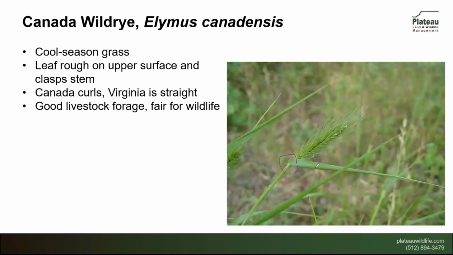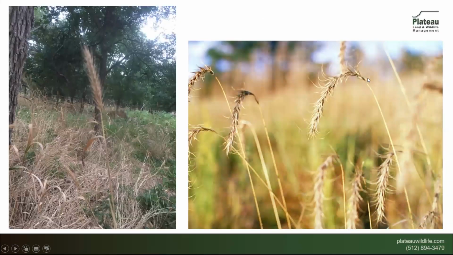The difference between Canada Wildrye and Virginia Wildrye: Canada Wildrye has slightly longer awns, though that's not terribly helpful if you don't have one to compare it to. But more importantly, when Canada Wildrye matures, and you can see that here on the right, this is Canada Wildrye on the right. You can see that the seed heads tend to curl as they mature, and that can really make it easy to identify Wildrye. That's Virginia Wildrye on the left.